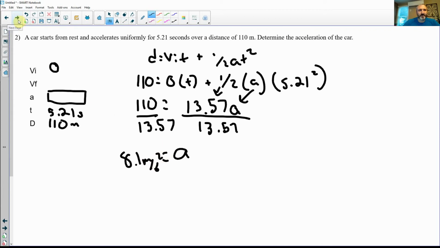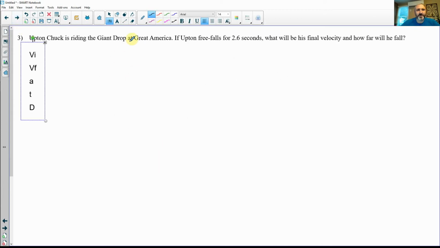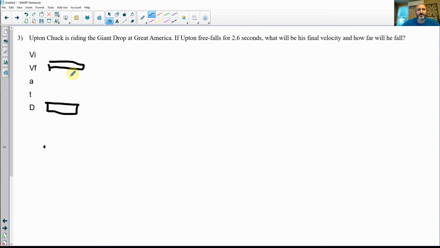Sound good? Okay. Upton Chuck is riding the giant giraffe at Great America. It's a theme park in the Midwest. If Upton free falls for 2.6 seconds, what's his final velocity and how far will he fall? So now we're looking for final velocity and D. So we're going to have to do two different equations. I'm assuming he's going to start at 0 because we're dropping him. The acceleration is negative 9.8 and the time is 2.6 seconds.